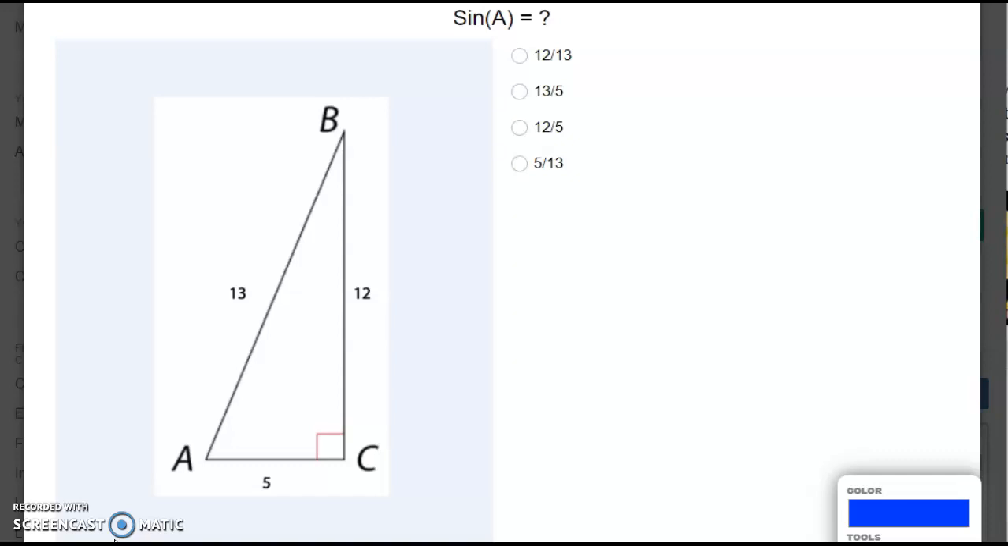Okay, sine of A. The reference angle is right here. So sine of A is always opposite over hypotenuse. Opposite is here, hypotenuse here. So that's going to be 12 over 13.